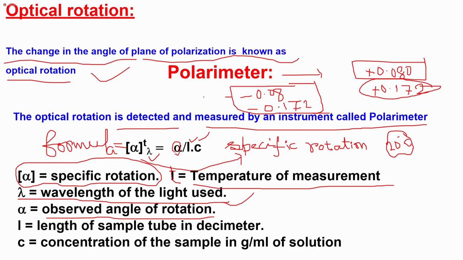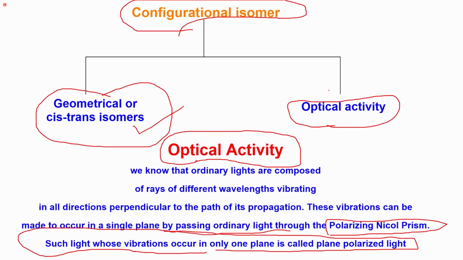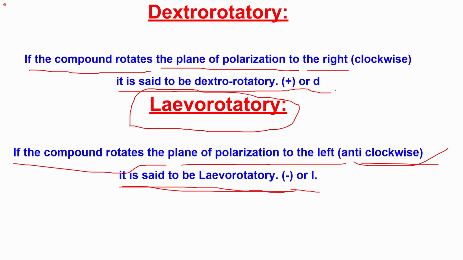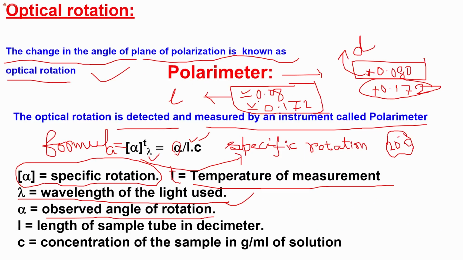Let's say this is the screen. If it is showing a negative value, then it is L, levorotatory. If it is showing a positive value, then it is D, meaning clockwise, because I have already shown you that clockwise is plus or D, and anti-clockwise is negative or L. So if somewhere it shows a negative value, then it is an L compound. If it shows a positive value, then it is dextrorotatory, rotating in the clockwise direction, and it is a D, plus or D.